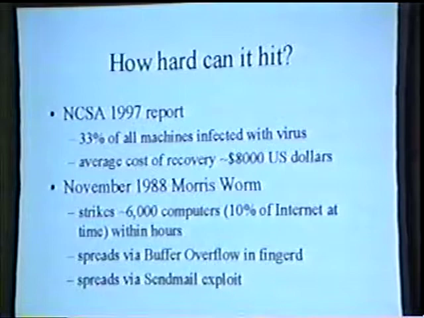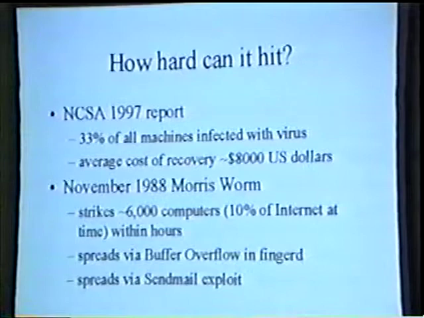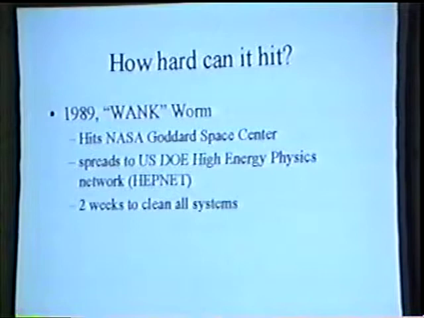So we're putting our trust into some pretty crazy stuff, in my opinion, right now. I think people are suffering from illusions about how vulnerable they really are. In 89, there was another worm called WANK that hit NASA. It took 2 weeks to clean it up, and before it got out of there, it managed to spread to HEPnet, which is the high energy physics net out of DOE. So it got out of a gateway.